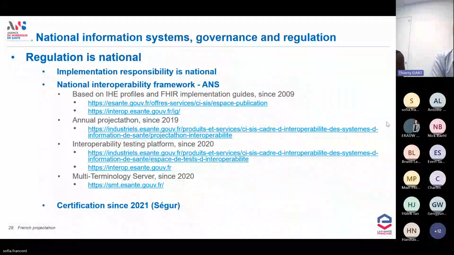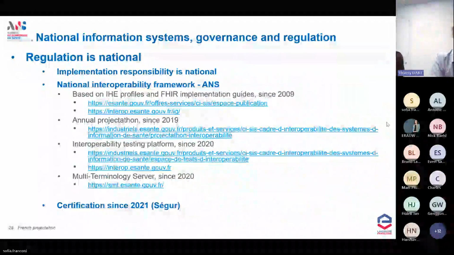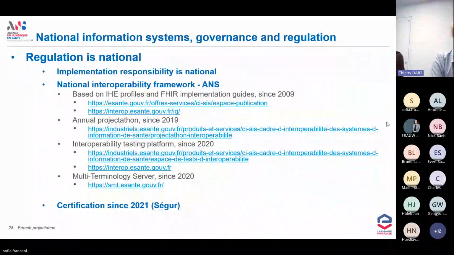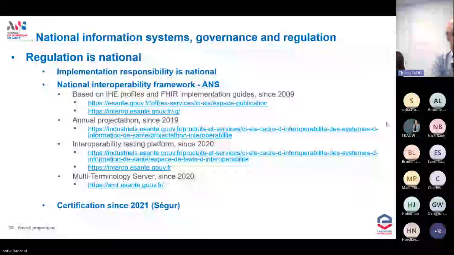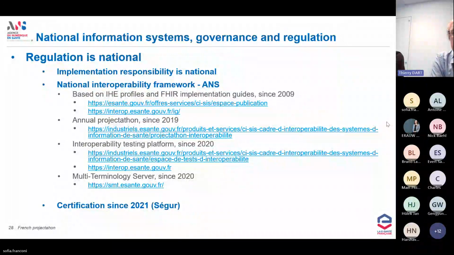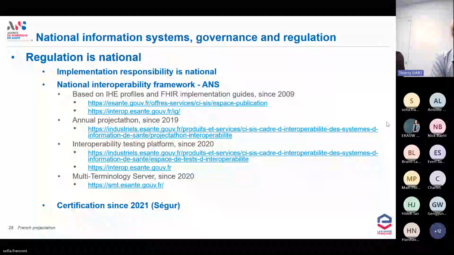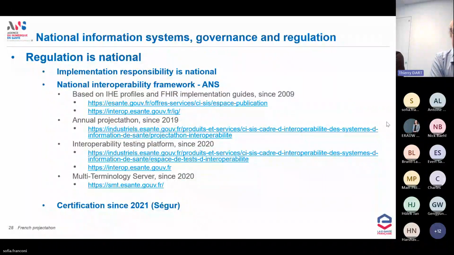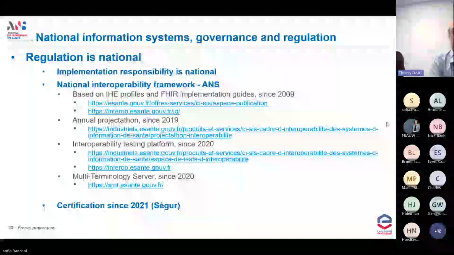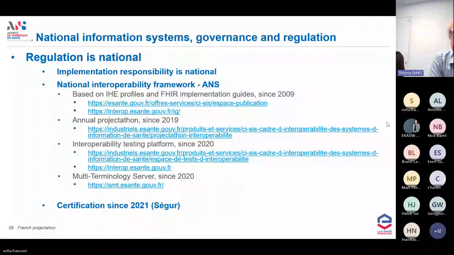In France, regulation is national. Implementation of this free system is at a national level, and we have a national interoperability framework where most of our job is to do profiling. Most are IHE national profile extension of international profile. We also have some profile based on FHIR implementation guide. We have this national interoperability framework since 2009.